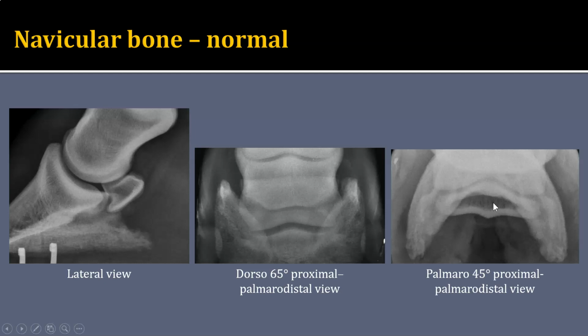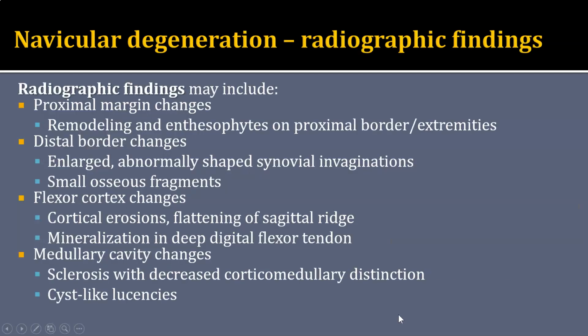On this view to the right, these are the little synovial invaginations. Notice that the medullary region is pretty lucent and has good distinction from the flexor cortex. This slide lists many possible abnormalities that we can see on the radiographs. I'm not going to talk about every single one on this slide. Just note that they can be along the proximal margin, the distal border or margin, the flexor cortex, and the medullary cavity, and I'm going to show examples of these on the following slides.